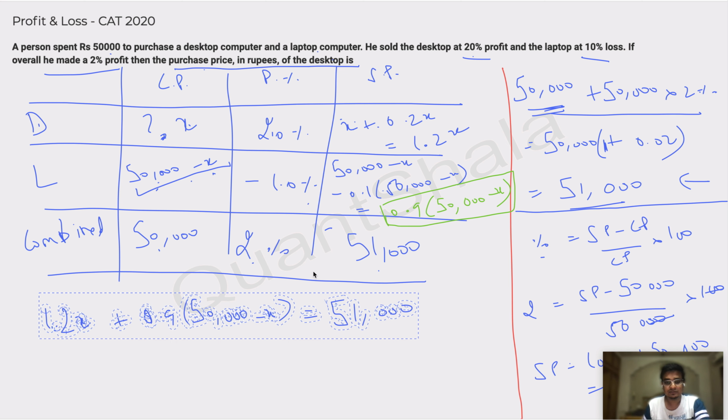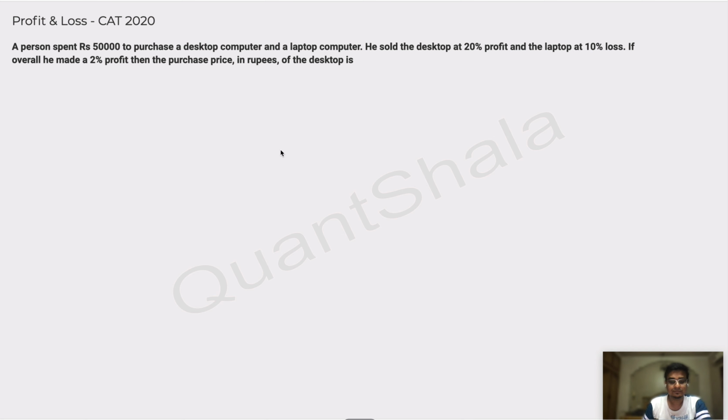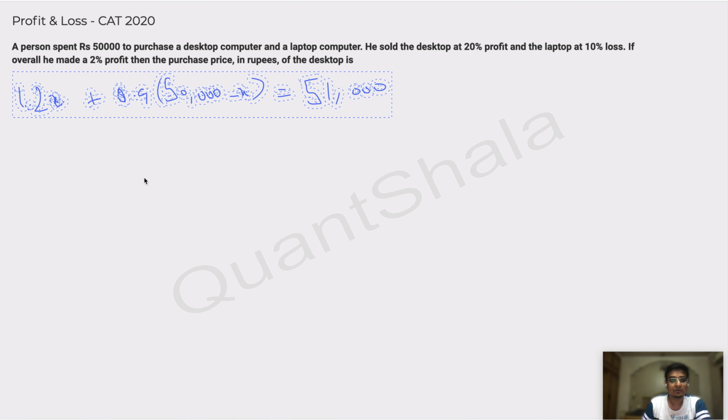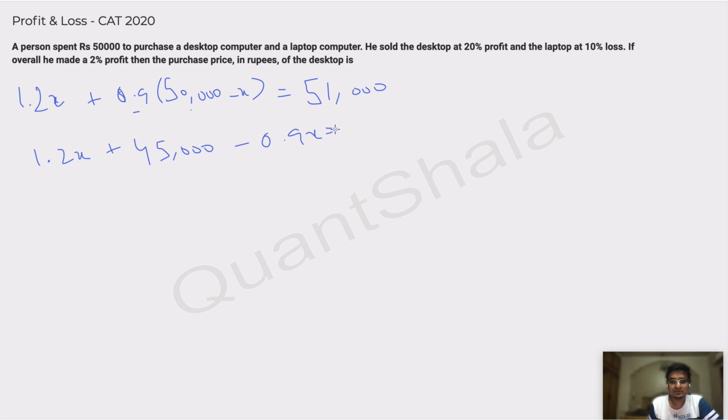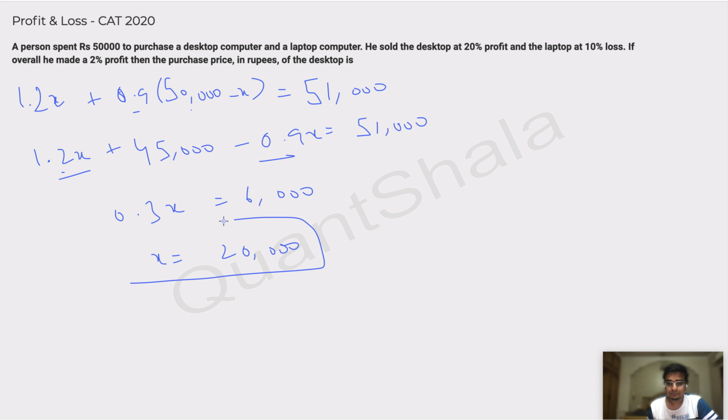Okay, so since we have lesser space here, let's take this here. Now let's solve this equation. So this becomes 1.2x plus 0.9 times 50,000 is 45,000 minus 0.9x is equal to 51,000. You subtract, you get 0.3x is equal to 6,000, and you can say x is simply 20,000 from this. Which means the purchase price of desktop was 20,000 rupees, which is the answer.